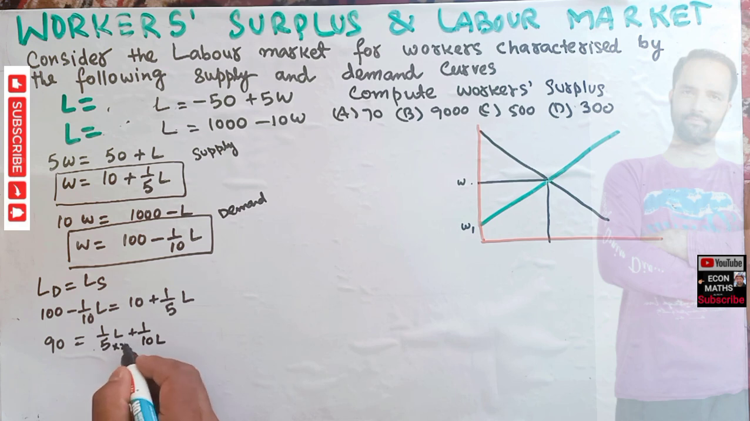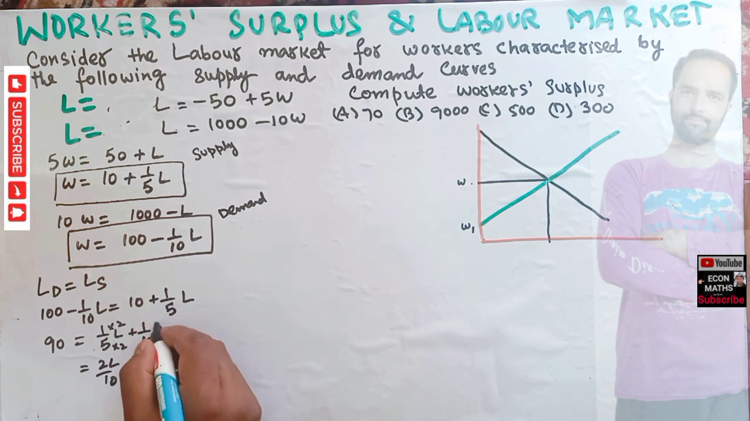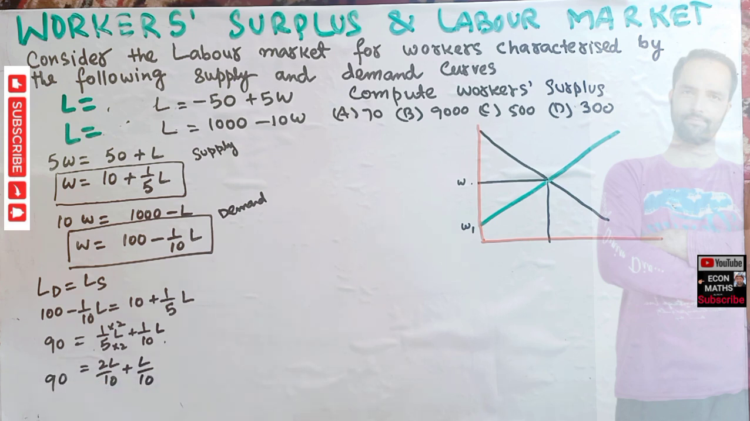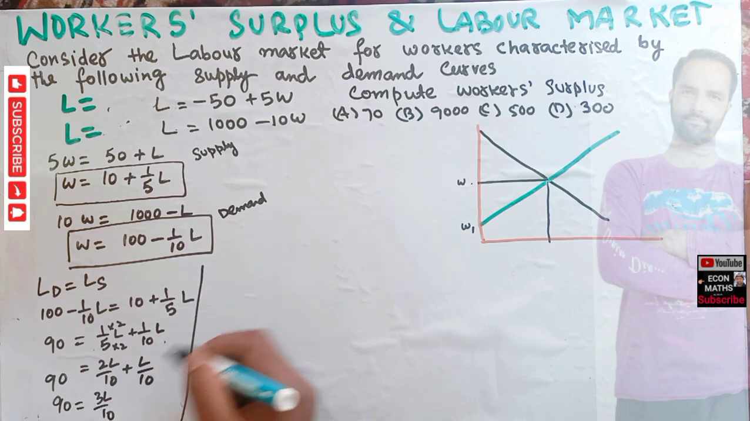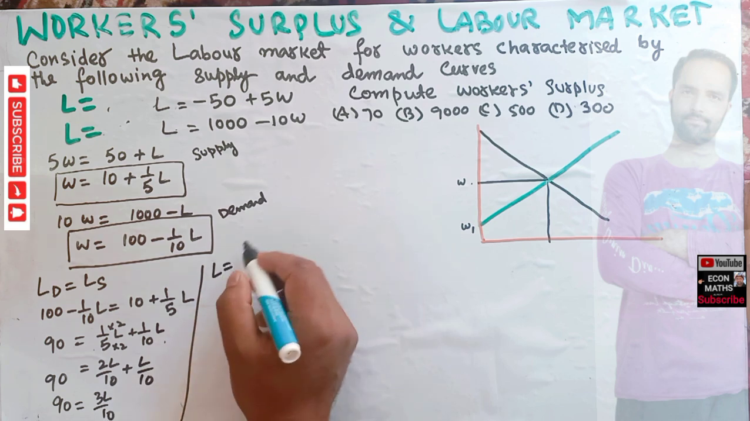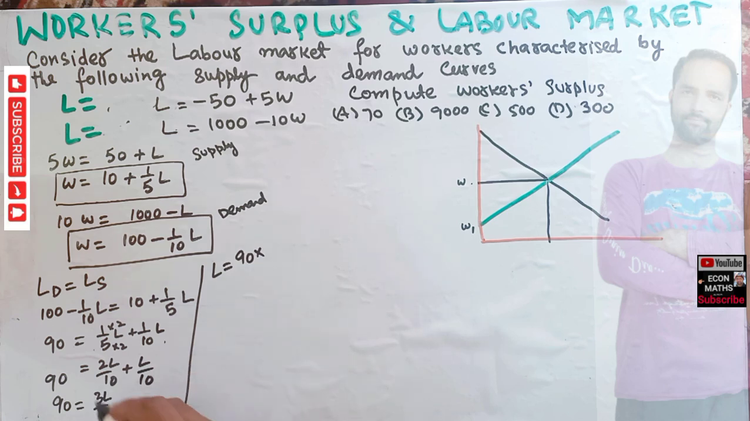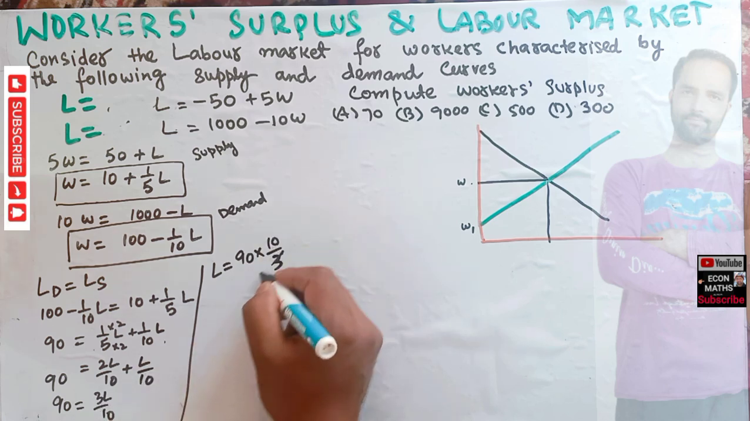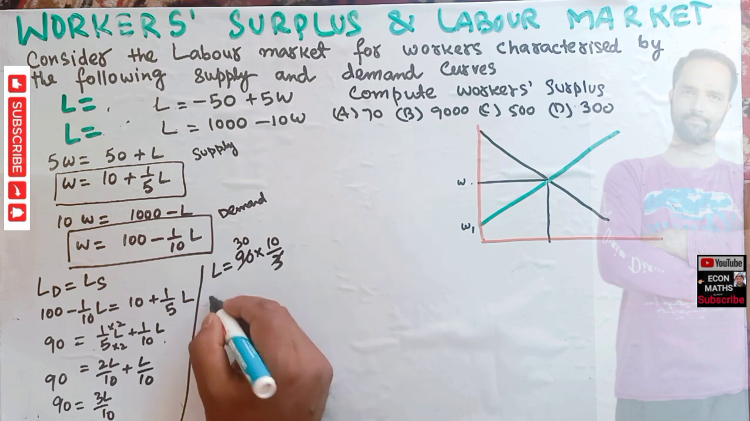Making the denominator the same, we get 2L upon 10 plus L upon 10. Since we have the same denominator, I can add up the numerators. That means 90 is equal to 3L upon 10, which gives us L is equal to 90 into 10 upon 3. So 3 times 30 is 90, into 10 is 300.